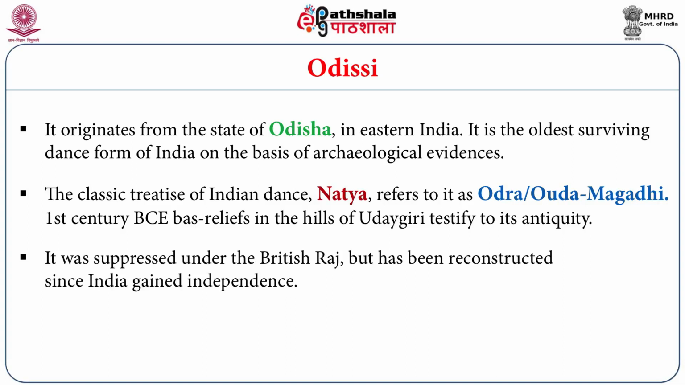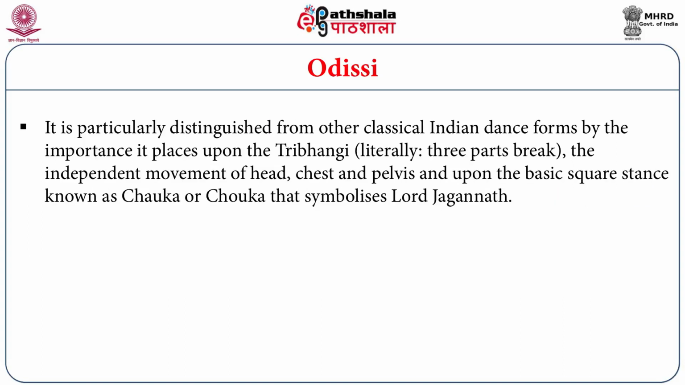It was suppressed under the British Raj, but has been reconstructed since India gained its independence. It is particularly distinguished from other classical Indian dance forms by the importance it places upon the Tribhangi. There are three bhangis, three postures in a body. Three parts of the body break with the movement: the independent movement of the head, the chest and the pelvis, and upon the basic square stance known as chauka.